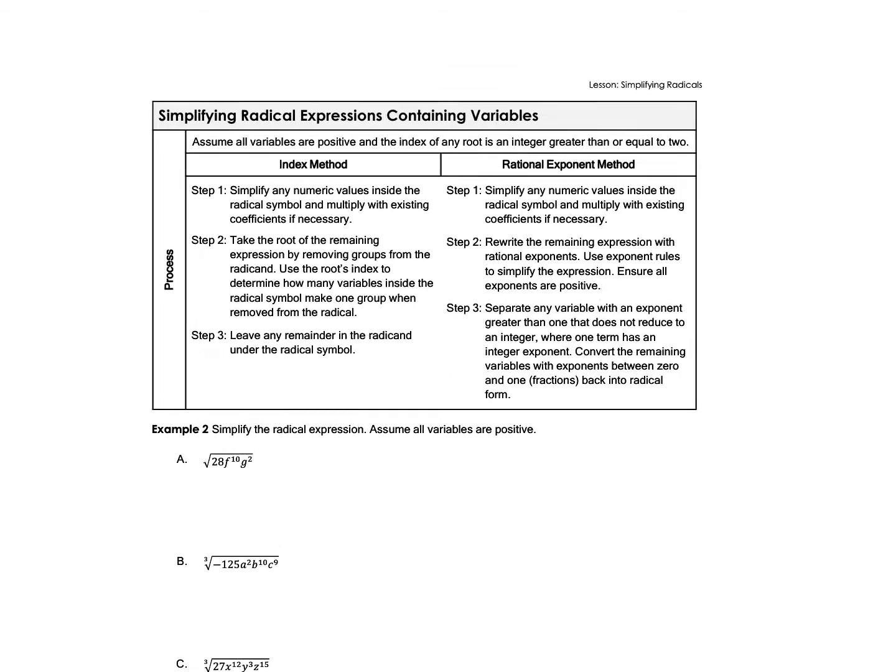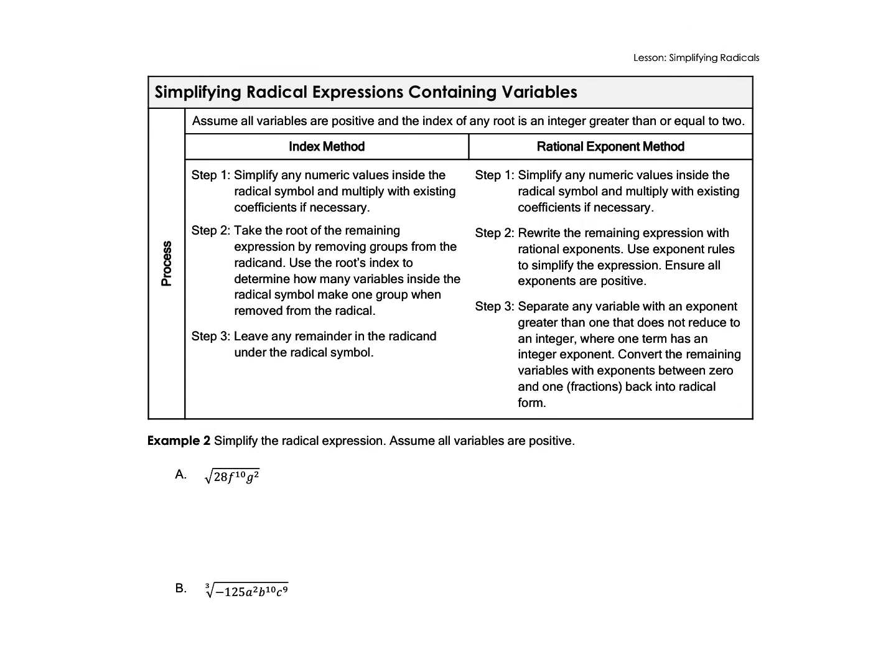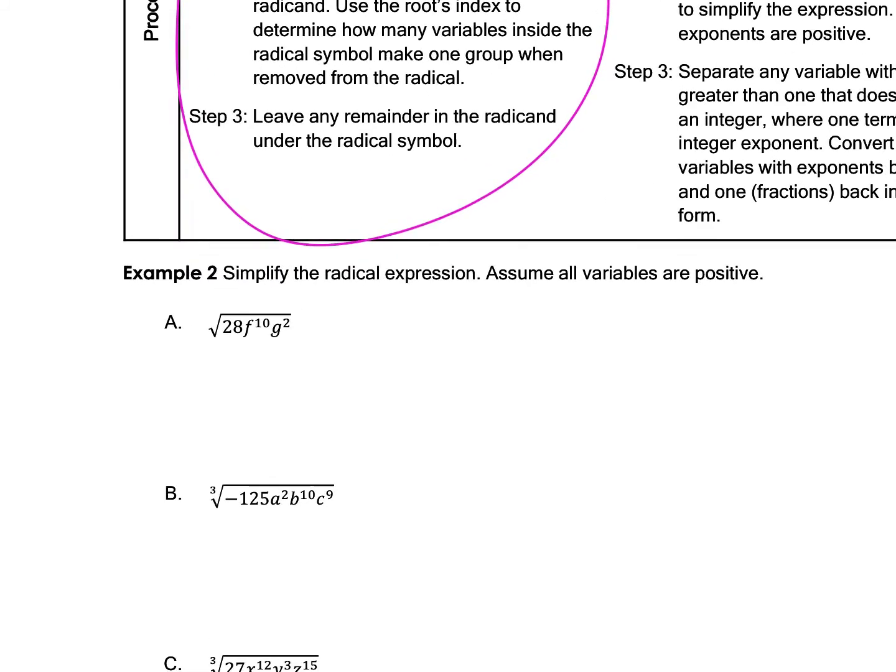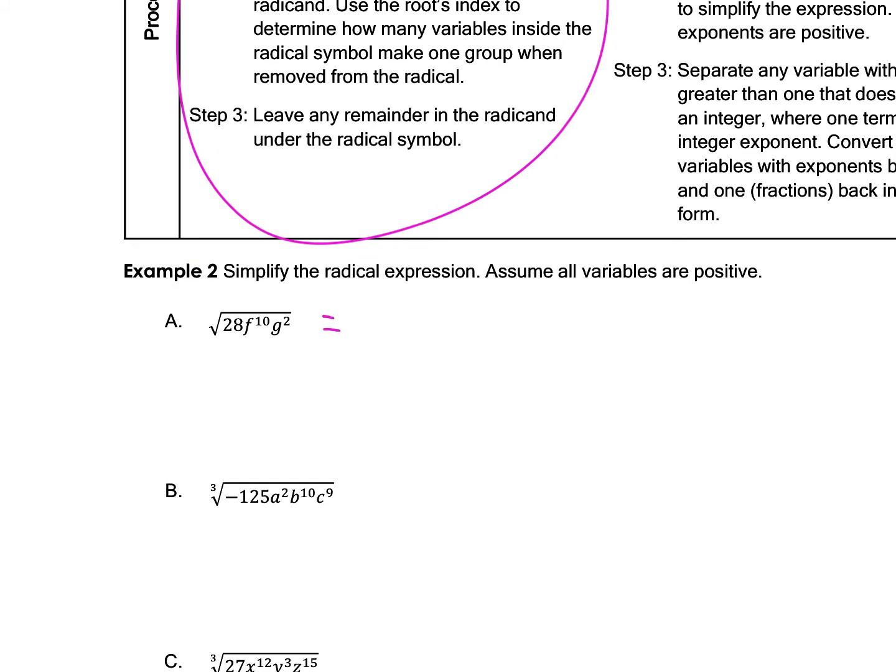All right, let's look back. So we're simplifying radical expressions containing variables. There's 2 different ways of doing this. You can use the index method or the rational exponent method. I like looking at the index. Okay, your choice though. All right, so I'm going to simplify it. Remember, this is the same thing as square root of 28 times the square root of f to the 10th times the square root of g squared.